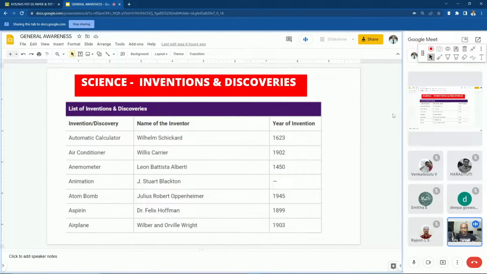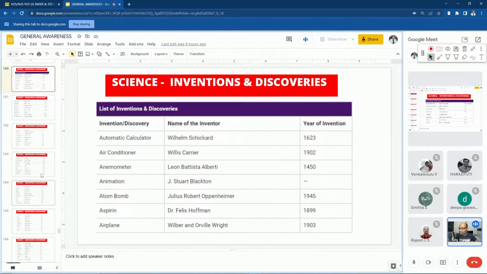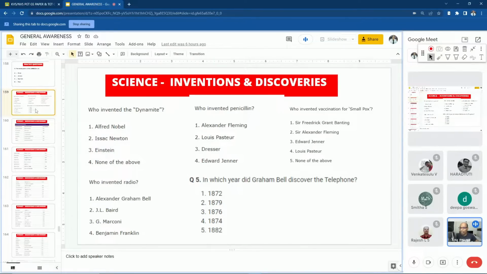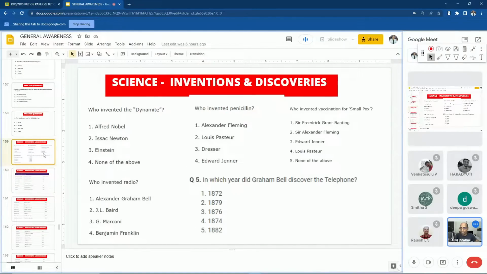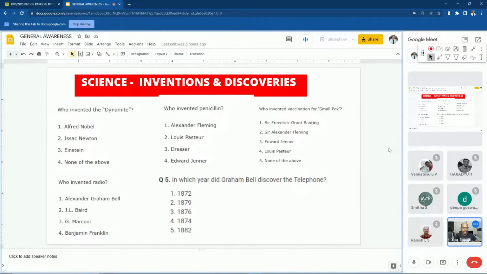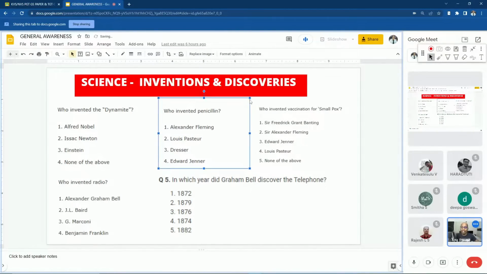So first, let us go with the list of inventions and discoveries. I have prepared one more slide. Right, this is the first slide for this. We'll start with the questions, and you know why we are beginning the classes with questions, so that you can test your information or your knowledge. It is called a pre-test. In evaluation, before teaching we conduct a pre-test, after teaching we conduct a post-test. As you are all teachers, you must be aware of the techniques.